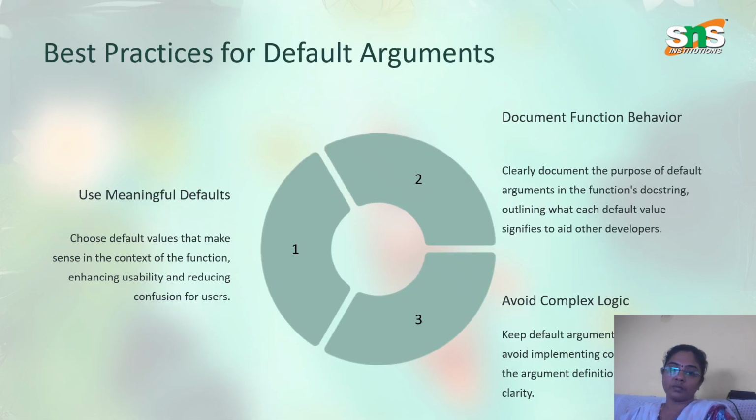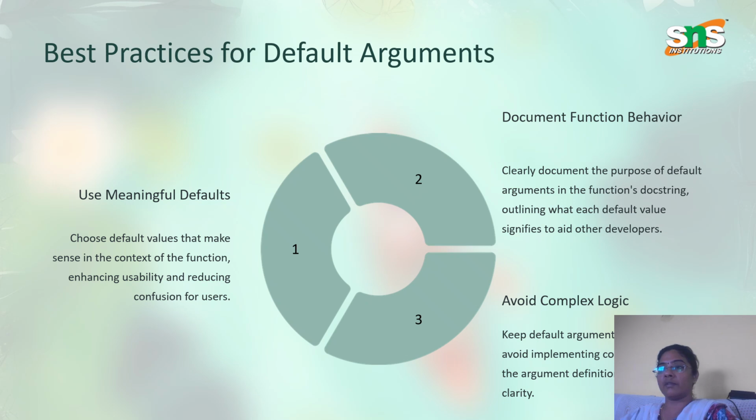And then, while we choose the default values, we should use the context of the function, and it enhances the usability and reduces errors, avoiding confusion among the users. And then for the function behavior, the purpose of the default arguments should be outlined, where each default value is an aid to other developers.